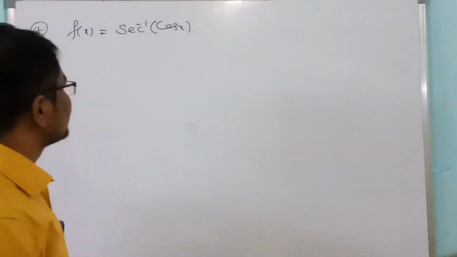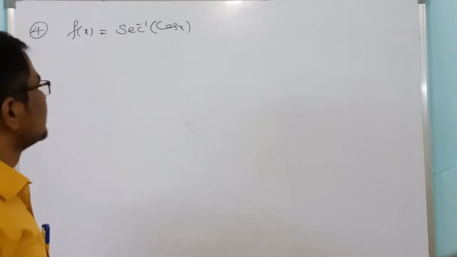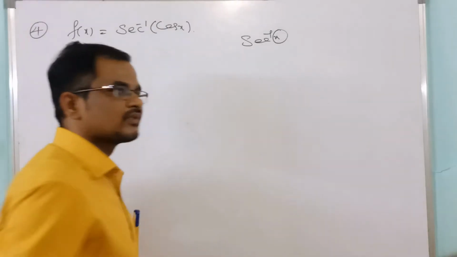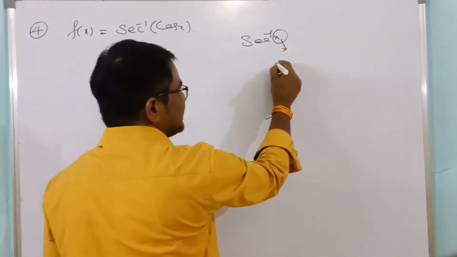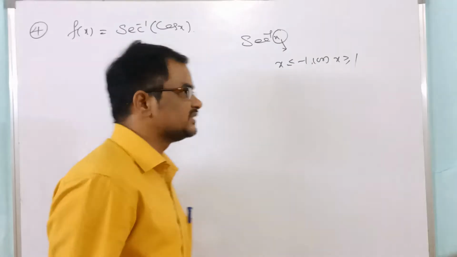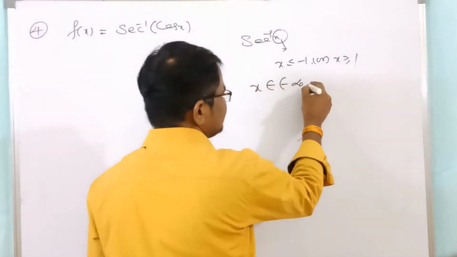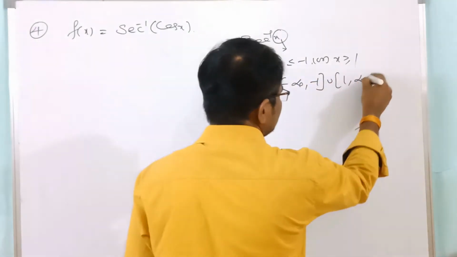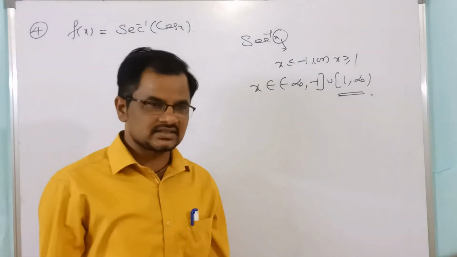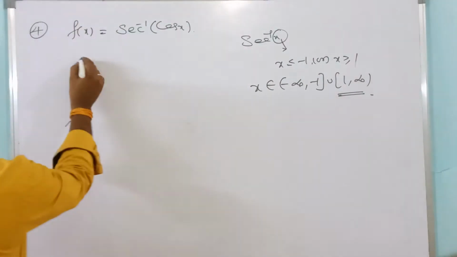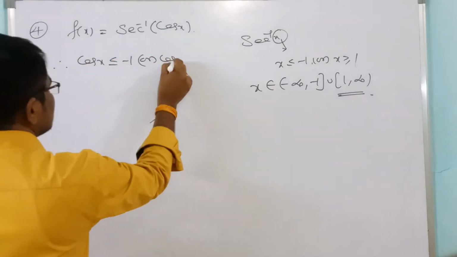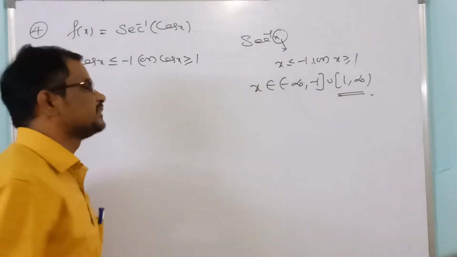For this also we have to find the domain. So we know that here the function is what? Secant inverse x, right? So here x should be less than or equal to minus 1 and greater than or equal to plus 1. Means x belongs to minus infinity to minus 1 union 1 to infinity. But in place of x here what is there? Cos x. Therefore cos x less than or equal to minus 1 or cos x greater than or equal to plus 1.